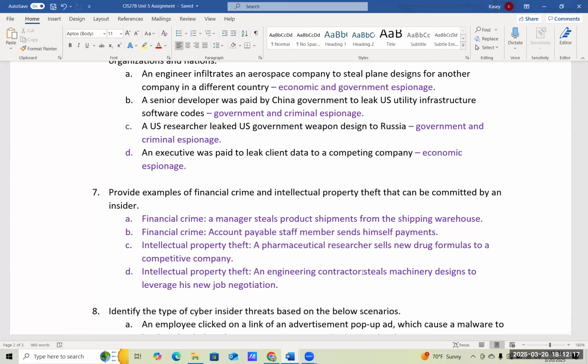And then you have intellectual property theft. A pharmaceutical researcher sells new drug formulas to a competitor company, right? And the next one, intellectual property theft: an engineer contractor steals machinery designs to leverage his new job negotiation. You see a lot of this in the technical world as well. Engineers who get fired or laid off would take whatever design they have worked on and apply to the next company, because they have some insight on that design, and therefore they are able to do that, right?